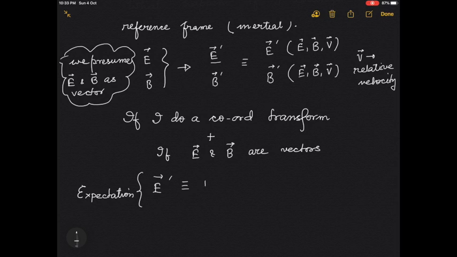E prime, which is the changed thing, should be a function of E only, and can be a function of B. Similarly, B prime. This is not the reality. So your expectation is not the reality.